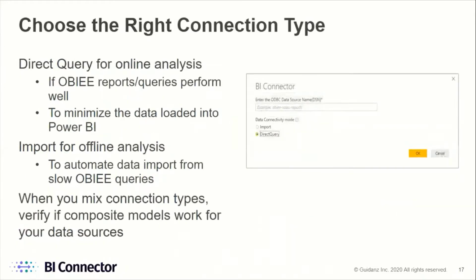Next, choose the right connection type. You can use direct query when the OBIEE queries and reports perform well, so you can minimize the data loaded into Power BI. And we recommend import when the queries are slow, so you can directly get the data from OBIEE, keep it in the in-memory database of Power BI, and start visualizing it quickly. And if there is any mix of connection types in the same Power BI report, like using direct query for OBIEE and import for other data sources, or vice versa, we request you to verify if the composite model works for you. If not, use the same connectivity mode for all the data sources.